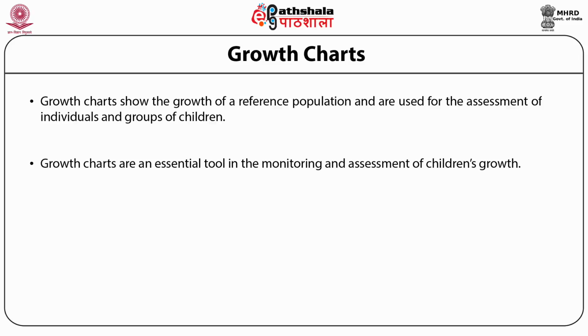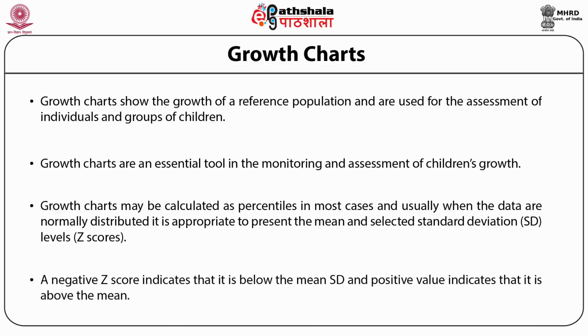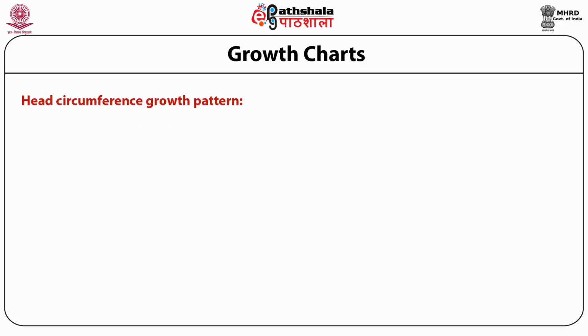The interpretation of childhood growth percentile tracking is dependent on the growth charts used. Hence, it is important to be aware of the consequences of the methods used in the construction of growth charts when interpreting growth data in the clinical and epidemiological setting. Growth charts also serve as a primary tool for identification of unusual growth. Growth charts may be calculated as percentiles in most cases, and usually when the data are normally distributed, it is appropriate to present the mean and selected standard deviation levels. A Z or SD score may be positive or negative. A negative Z score indicates that it is below the mean, and a positive value indicates that it is above the mean.